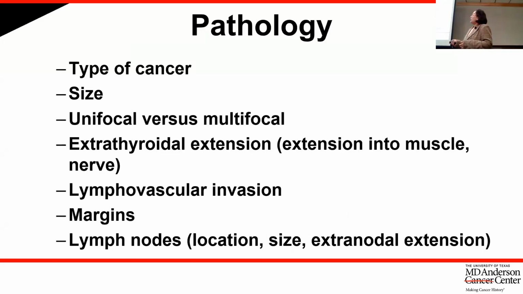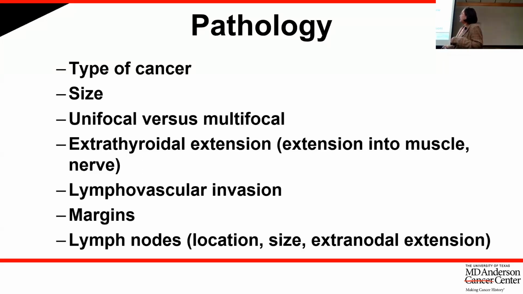So then we come on to pathology. So why is pathology important? We obviously want to know what type of cancer is it? Is it papillary or follicular or poorly differentiated or anaplastic? You want to know the size because it goes into the staging. You want to know if it is unifocal versus multifocal. That means if there's just one focus of cancer or multiple.